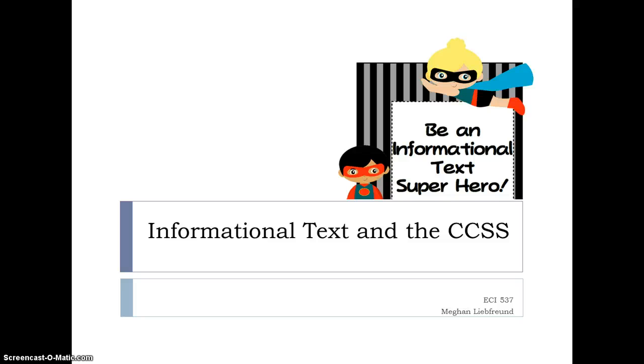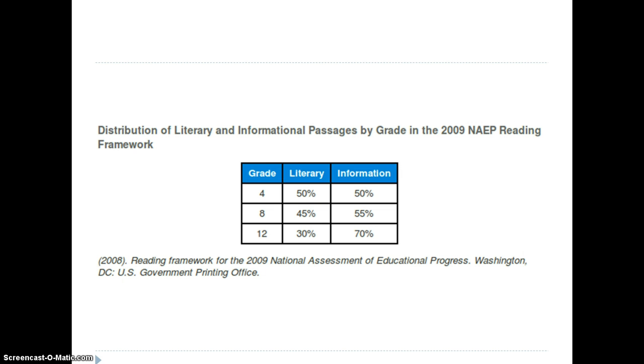Hi everyone, I'm going to talk to you about informational text and the Common Core State Standards. When you look at the Common Core State Standards, you can see two main text types, literary and informational. As students move through the grade levels, the amount of informational text in the curriculum increases.